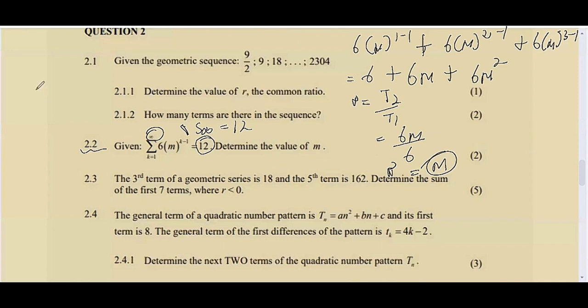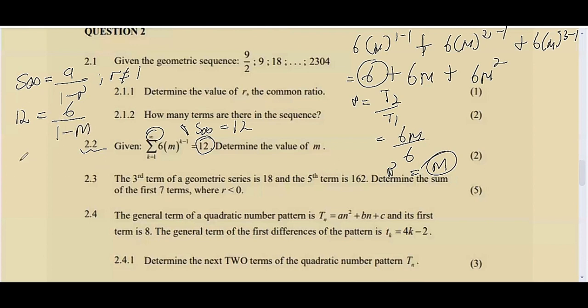So writing the sum to infinity, we have sum to infinity is equal to A over 1 minus R, where R should not be equal to 1. So sum to infinity is equal to 12. What is our A? Our A is just 6. So we substitute 6 here. Then 1 minus R, remember, is equal to m. So we substitute m here.